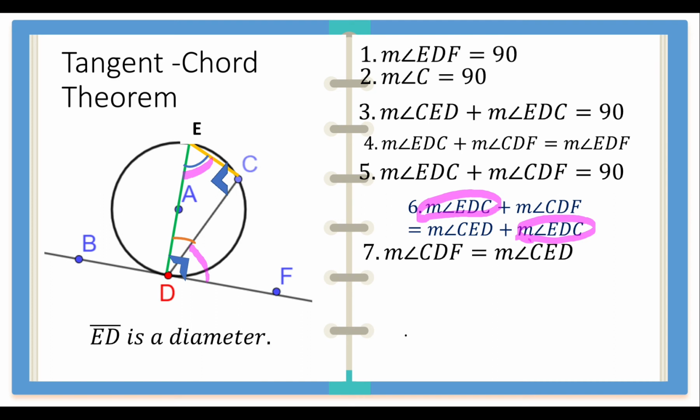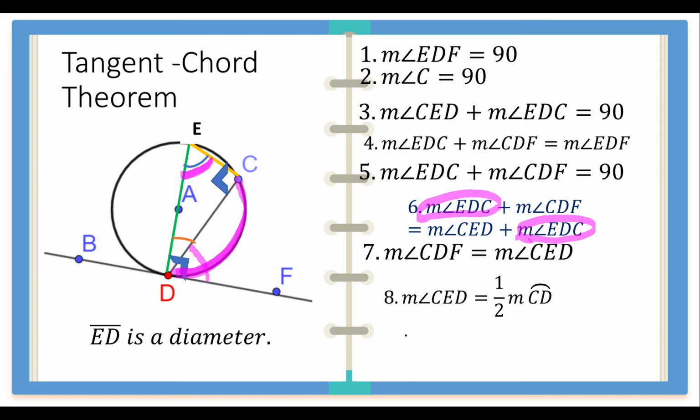And from number 7, take note that the measure of angle CED is 1/2 the measure of the arc CD. Why is that so? This is your CED angle and opposite that is the arc CD. Angle CED is an inscribed angle intercepting the arc CD. So by the inscribed angle theorem, we can say that the inscribed angle is actually 1/2 the measure of the intercepted arc.